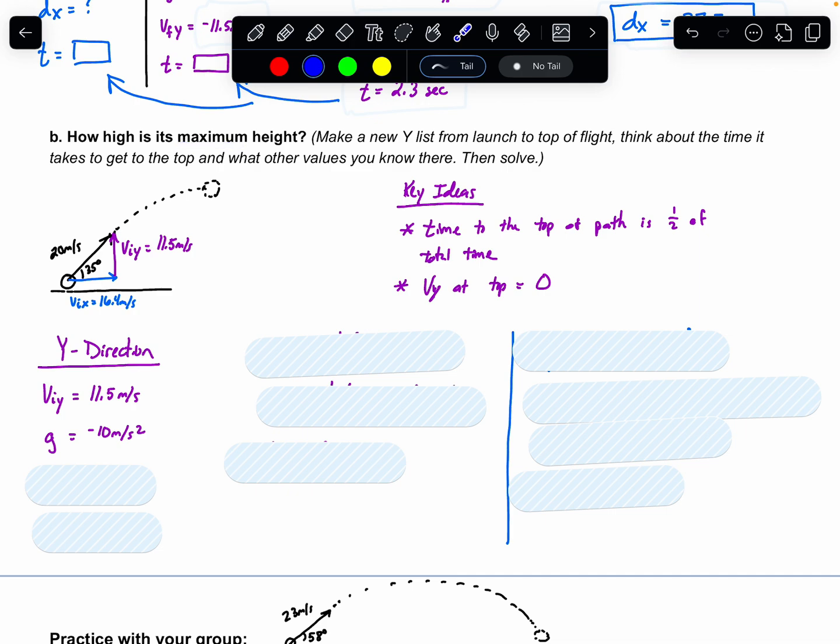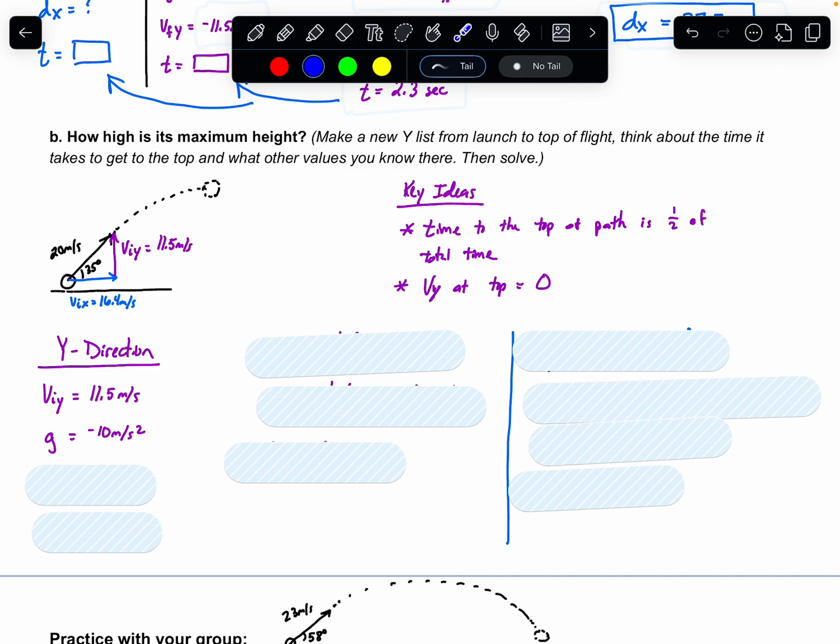The second key idea is that the vertical velocity at the top is 0. So it starts at positive 11.5, and because gravity is accelerating it, it will decrease as it travels to the top, and it will be 0 at the very top. So we can think of that as a final velocity.